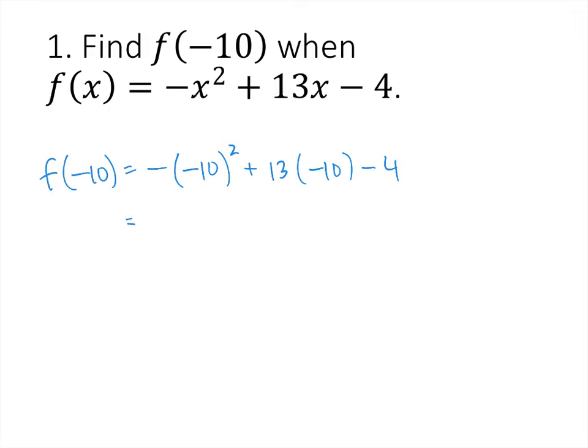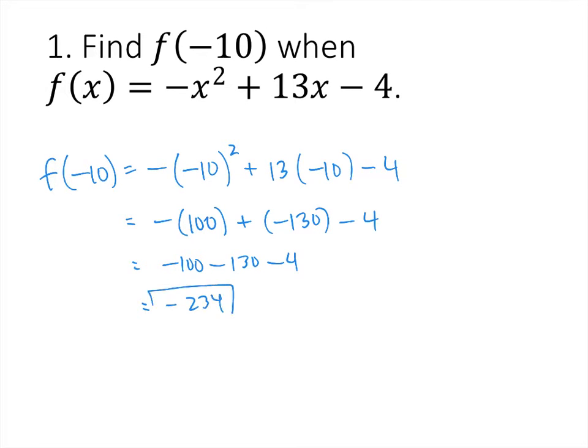So in this case we have negative 10 squared, which is positive 100. 13 times negative 10 is negative 130, minus 4. So that's minus 100, minus 130, minus 4. That's negative 234.